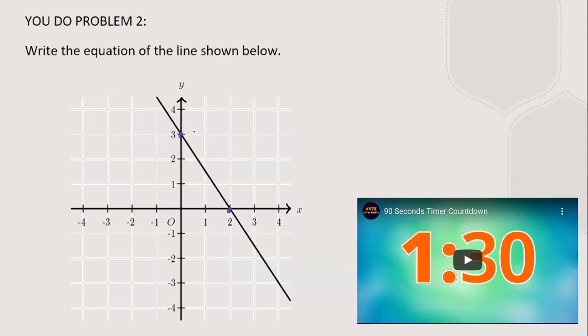All right, so here you have (0, 3) and you have (2, 0). Agreed? Yes. All right, so y equals mx plus b. What is your m? Why is it -3/2? It's going down. It is decreasing, right? From left to right, our line is decreasing.